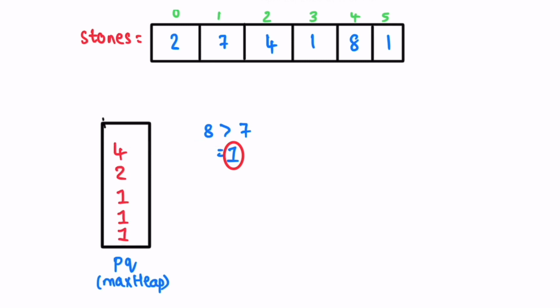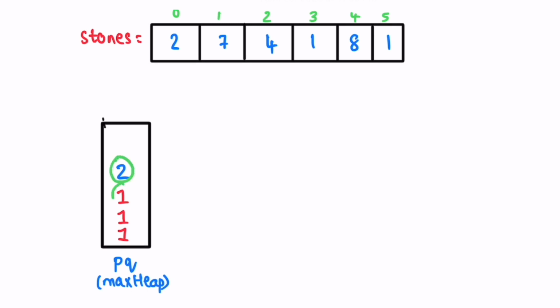Now go for the next iteration. We take the top two elements again, 4 and 2. 4 is greater than 2. So the difference is 4 minus 2, which is 2. So add this 2 back into the priority queue. So using the poll method, you access them. So these two will be removed. 4 and 2 are removed. And this new 2 is added to the priority queue. Now go for the next elements.